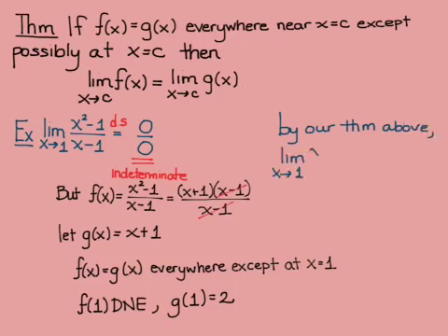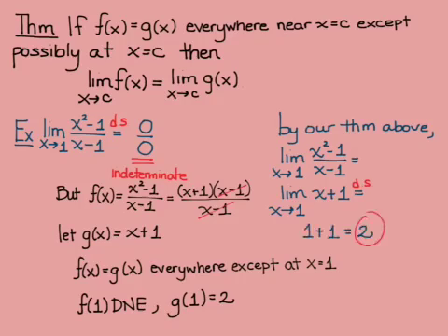By our theorem above, the limit as x goes to 1 of x squared minus 1 over x minus 1 must equal the limit as x goes to 1 of x plus 1, because these two functions agree everywhere except possibly at c. Therefore, we can do direct substitution in the function x plus 1. We end up with 1 plus 1, or 2.